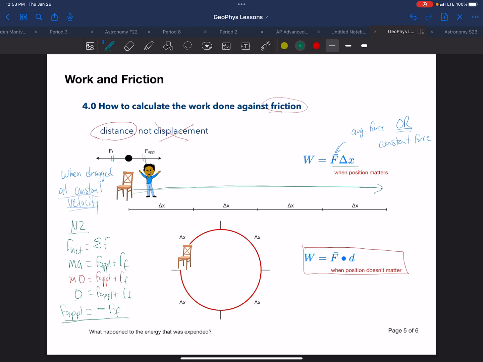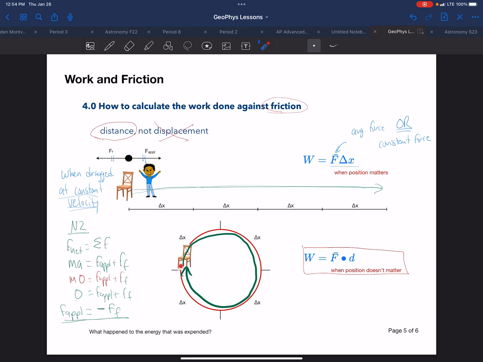But now let's imagine the student drags the chair in a circle and returns it to the beginning. Now what we saw is the student dragged the chair 1 delta x, 2 delta x, 3 delta x, 4 delta x, and the position of the chair changed. It is now in a different location, 4 delta x to the right.